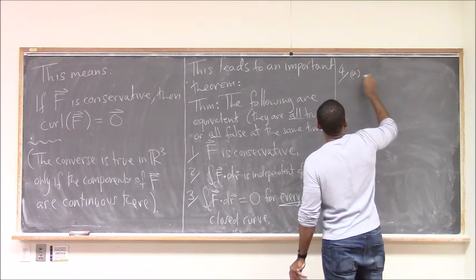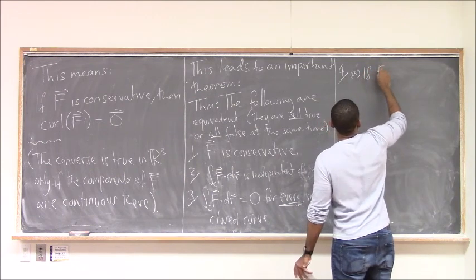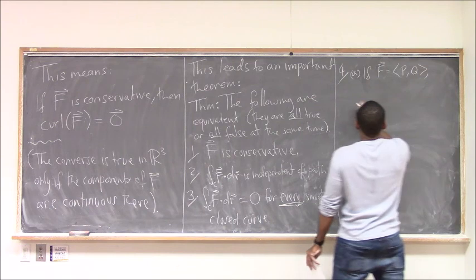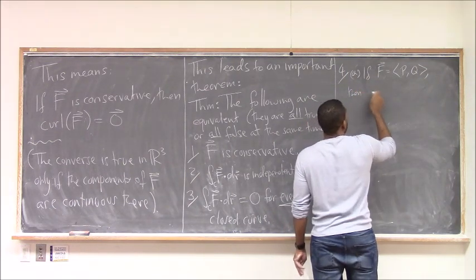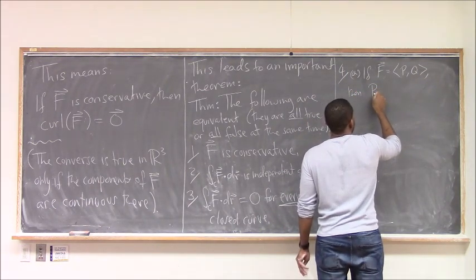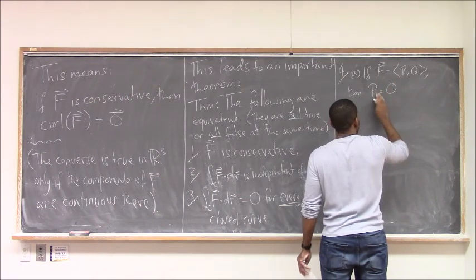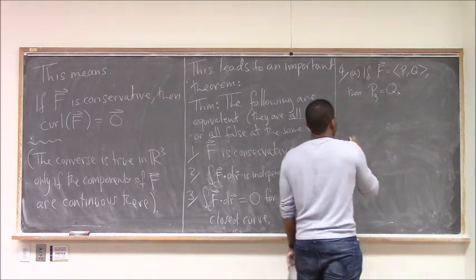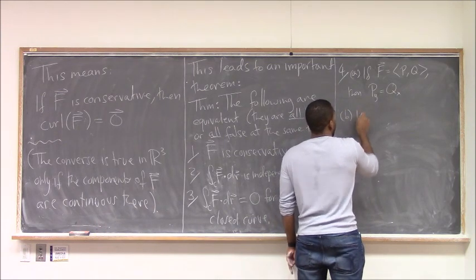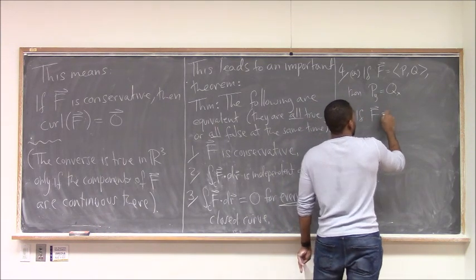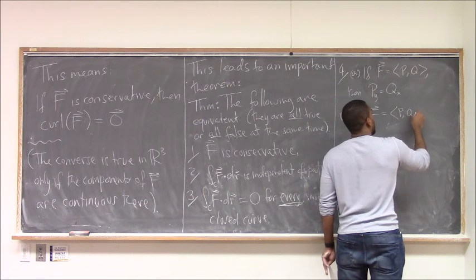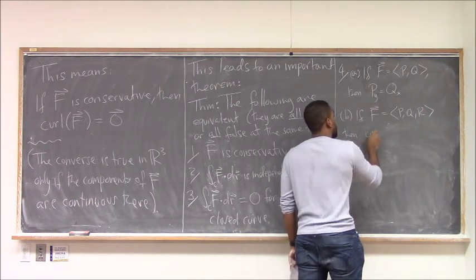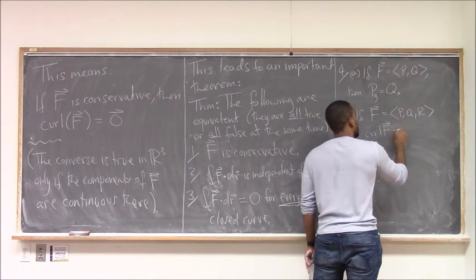Split this into part A and B. A, if F has 2 components, then it means that the partial of P with respect to y is equal to the partial of Q with respect to x. B, if F is 3-dimensional, then the curl of F must be 0.